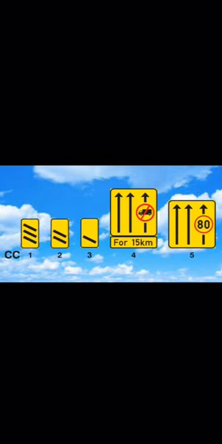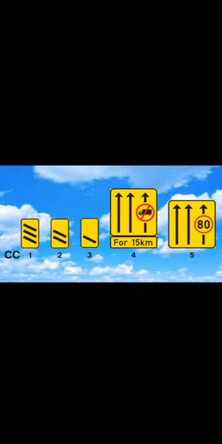CC1 informs you are 300 meters away from a high-speed off-ramp. CC2 informs you are 200 meters away from a high-speed off-ramp. Why are those signs yellow? Remember, all signs with yellow backgrounds are temporary signs. Those signs are normally blue. CC1, 2 and 3 are normally blue, and you normally get them on freeways.